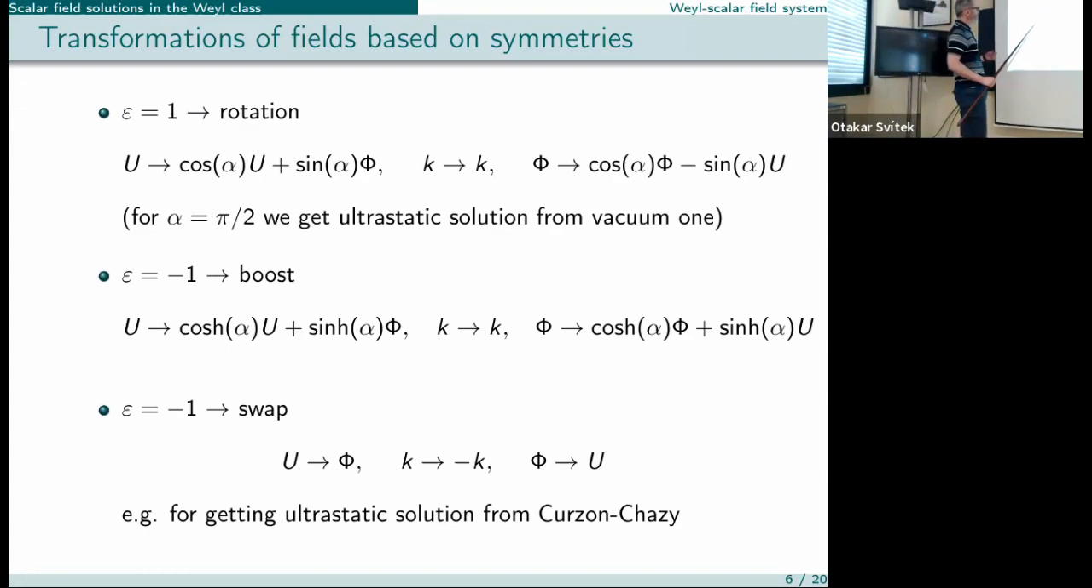If we have a phantom scalar field, the symmetry is a boost. And then there is another symmetry, the swap symmetry, but that's possible only for the phantom scalar field, where we flip u for phi and switch the sign of k. And this can be used, again, for getting an ultrastatic solution out of Curzon-Chazy. But we will now concentrate on rotations and boosts.